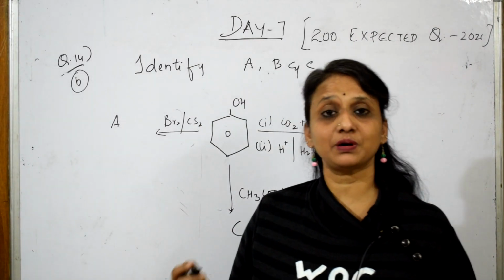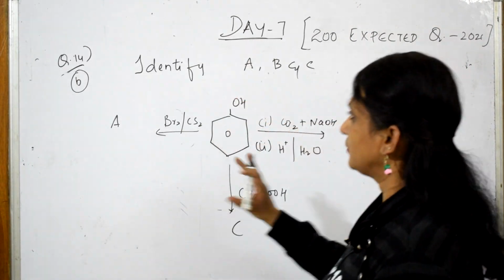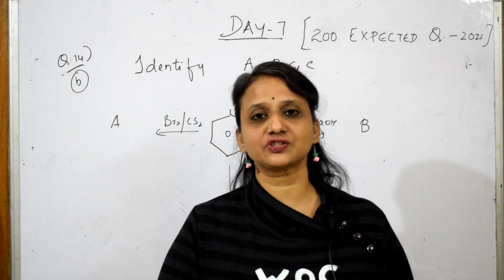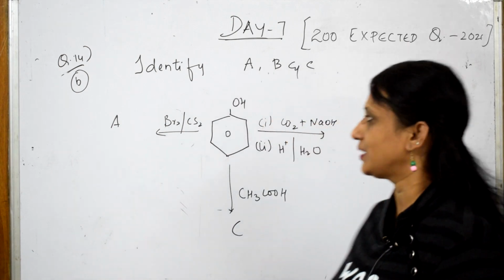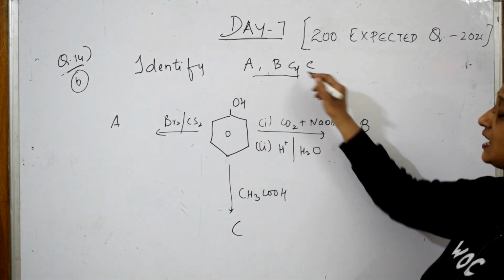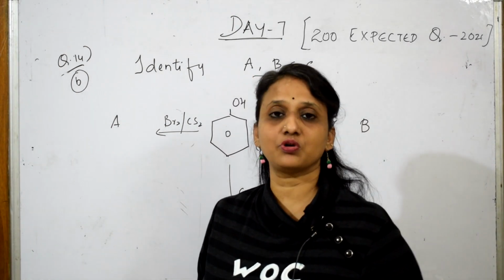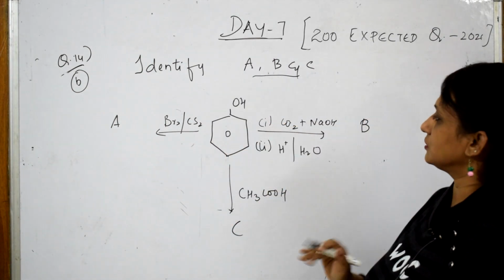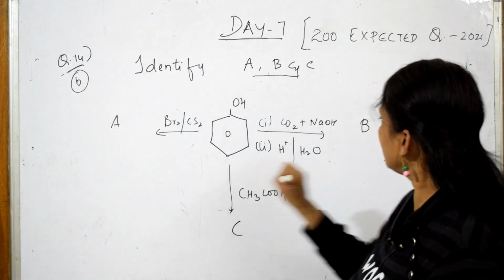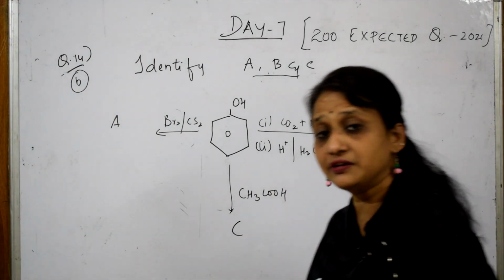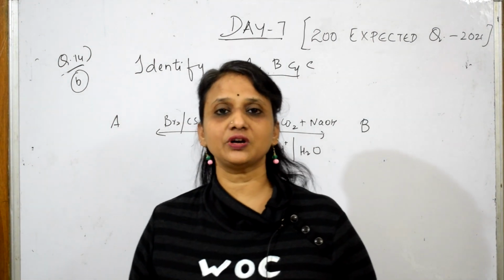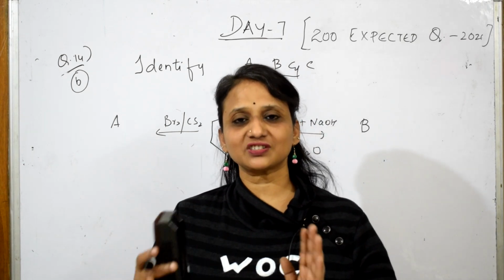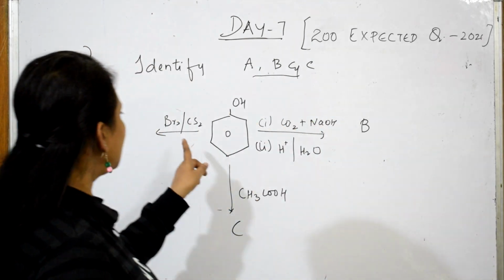Now let us see part B of your 14th question. Right, students, as you have seen, I would have given almost 10 questions today in both the questions together. So identify A, B, C. Identification questions are very important for your 12th board, remember that. Now this is your phenol. I have to identify A, B, and C. What is important is to see the reagent present on the arrow, because the reagent does its work here.